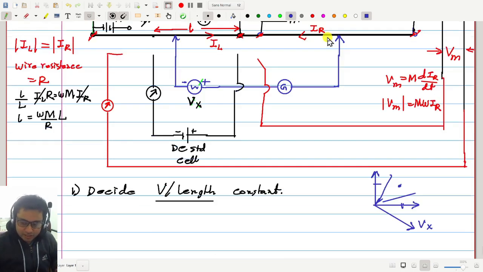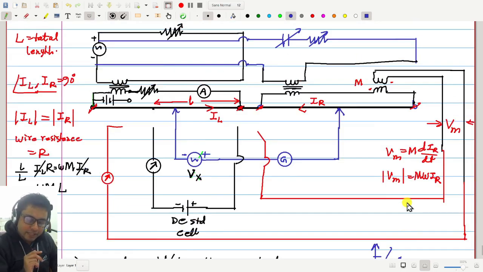Okay, so suppose Vx lies on this line only. Then where will we get the balance? We will get the balance actually when this is here at the extreme end. Basically, we are not taking any component from the right side potentiometer. No problem, right?